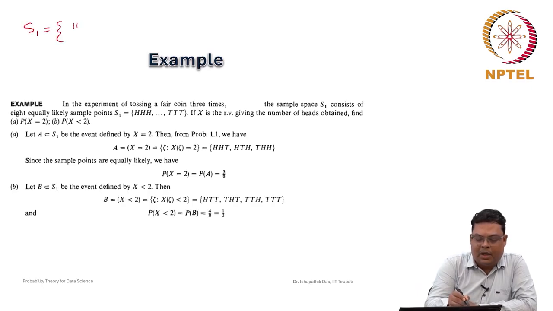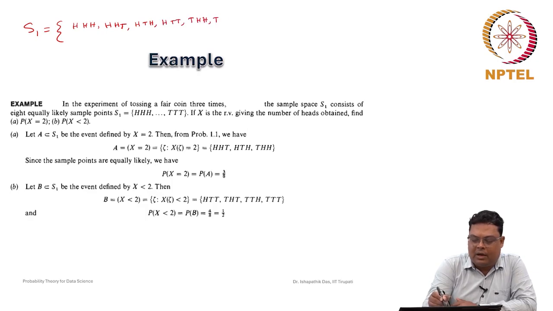It may be head, head, head, or it may be first time head, second time also head, third time tail. It may be first time head, second time tail, then third time head. Head, tail, tail, tail, head, head, tail, head, tail, then tail, head, head, then tail, tail, tail. So, how many? 1, 2, 3, 4, 5, 6, 7.